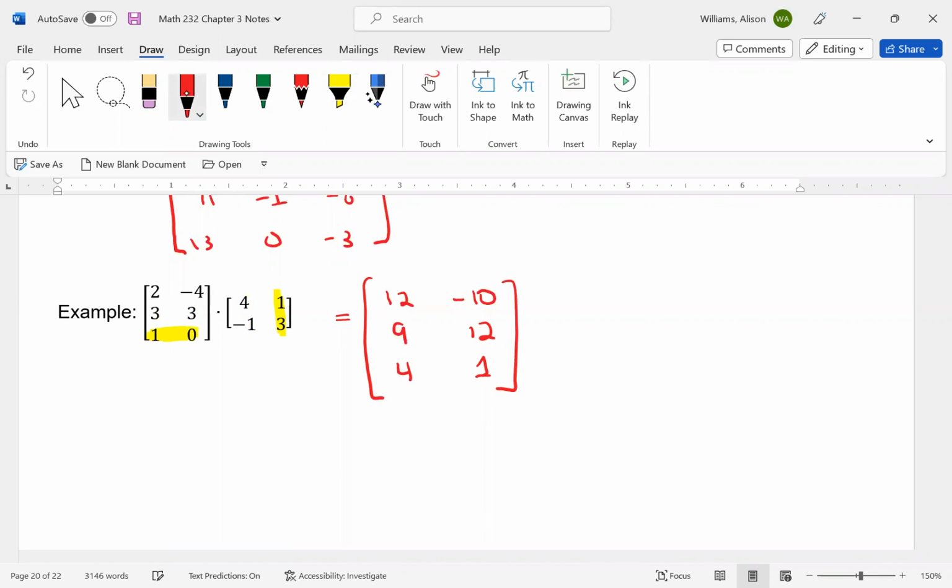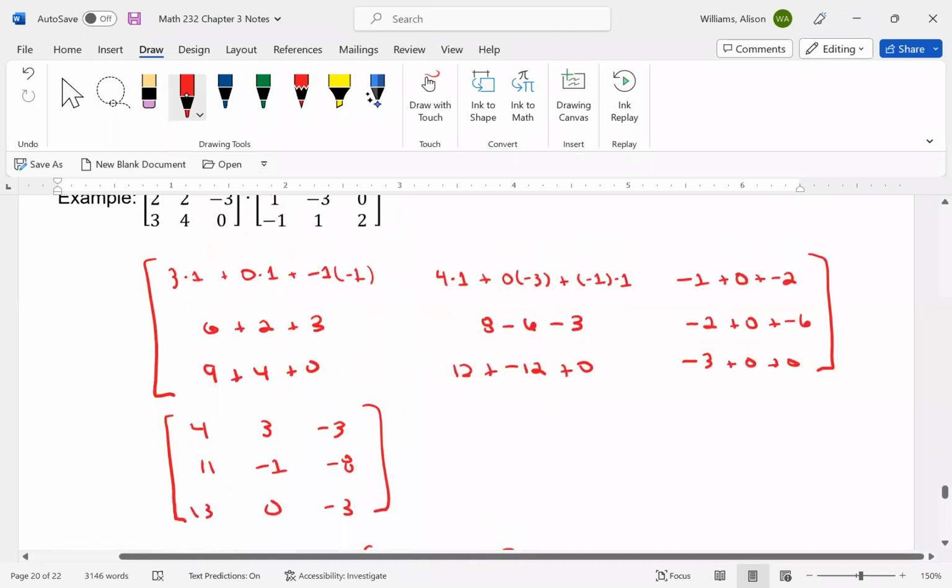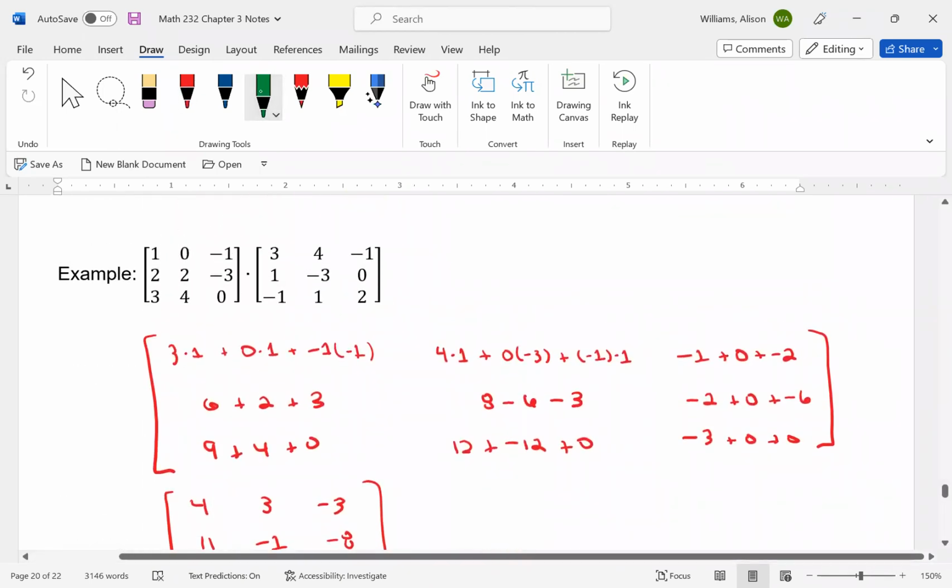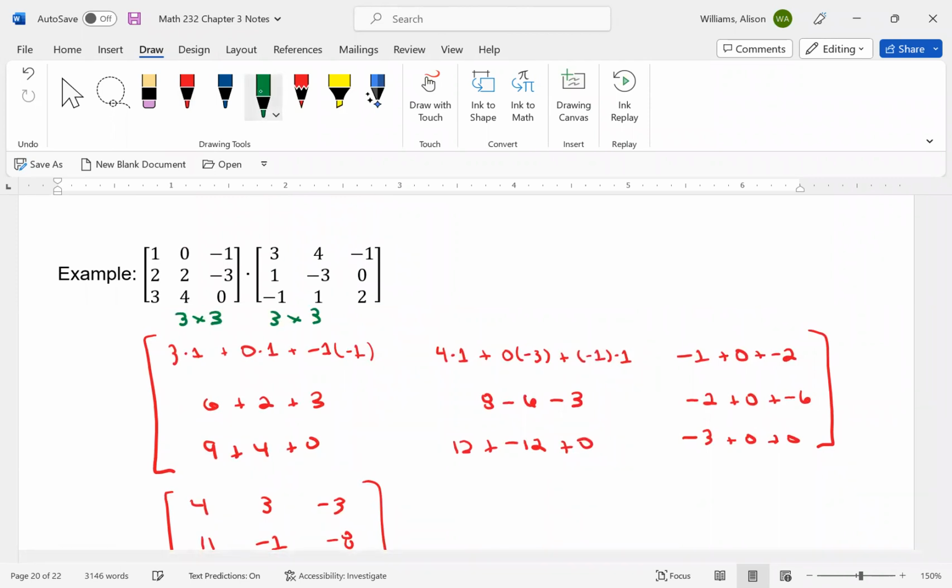Now, do I know the dimensions of the answer, the matrix that we get as a result? The answer is yes, and it's based on the dimensions of what we're working with. This first matrix is a 3 by 2 matrix: 3 rows, 2 columns. The second matrix is 2 by 2. So first of all, these two inner numbers have to match in order to multiply. Up here, we're doing a 3 by 3 and another 3 by 3, and they match, so we're good to go. If they don't match, we can't multiply them.